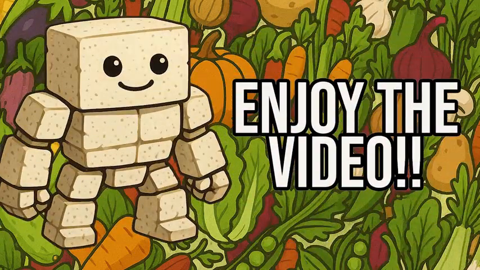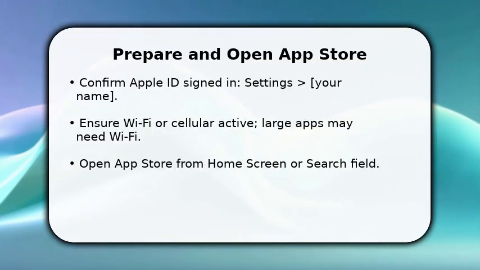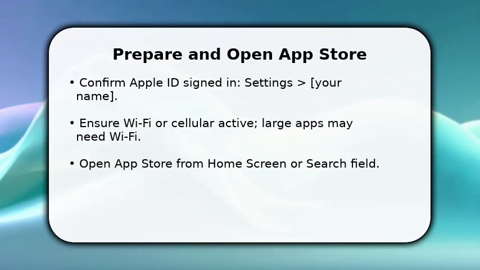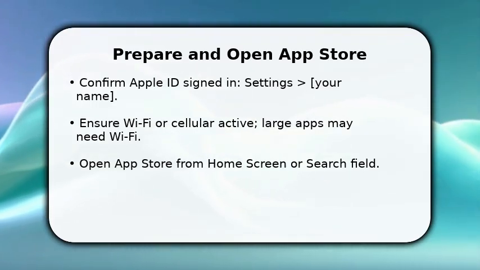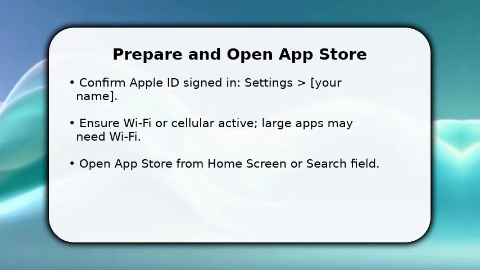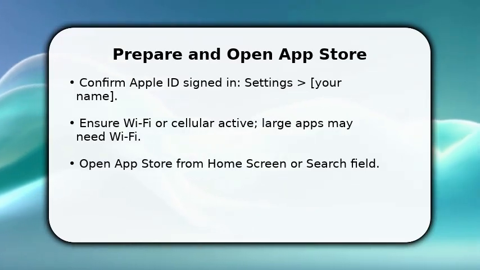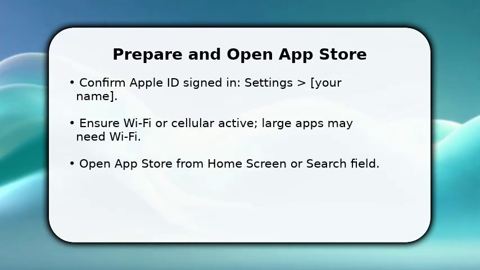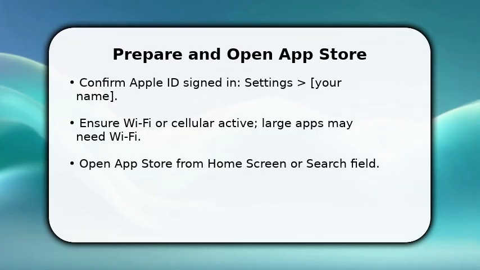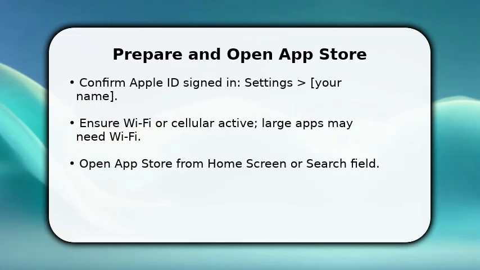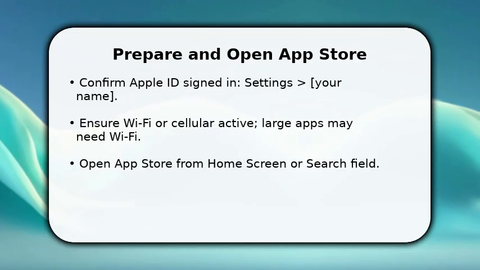Please enjoy the video. You start by confirming your Apple ID is signed in so purchases and downloads match your account. Once done, make sure Wi-Fi or cellular is active. Use Wi-Fi for large downloads to save data. Now open the App Store from your home screen or pull down and use Search. That gets you directly to apps. You're ready to find apps, view categories, and proceed to the next steps where you choose and install with control.